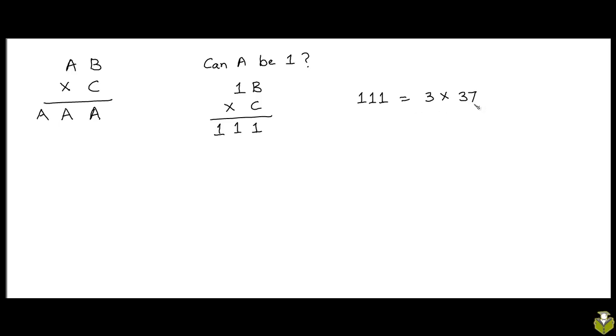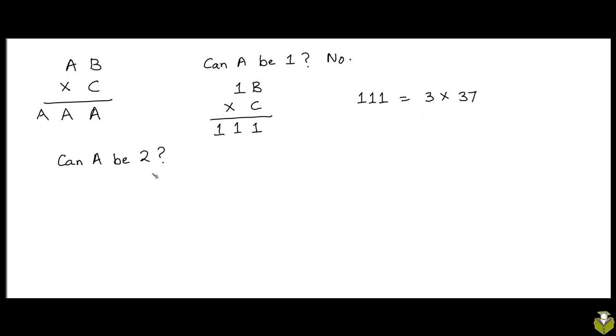Since they are both prime numbers, they cannot be split further. They cannot be expressed as the product of two smaller numbers. So these are the only two factors of 111 apart from 1 and the number 111 itself. So we are interested only in these kinds of factors. So if 111 can be expressed only as 37 times 3, it's clear that it cannot be expressed as a number 1B times another number C, because the only two-digit factor that this number has is 37, which has a 3 in the tens place, not a 1. So can A be 1? The answer is no. A cannot be a 1.